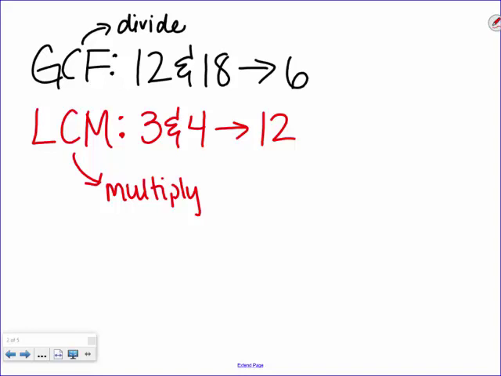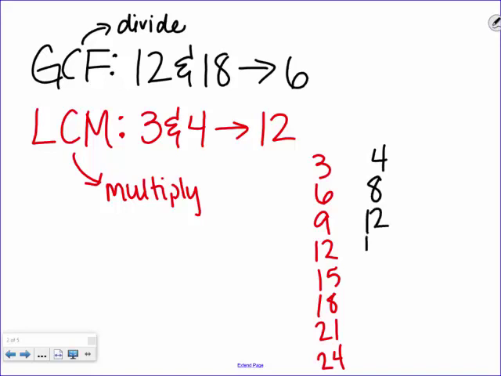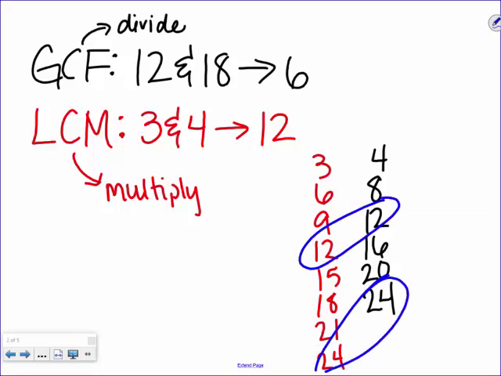So if you think about the multiples of 3, we have 3, 6, 9, 12, 15, 18, 21, 24. Did I miss any? I don't think so. The multiples of 4 are 4, 8, 12, 16, 20, 24. Now, do you see any that repeat? 12 and 24. But which one did I ask you for? The least, which would be 12. Does that make sense? Do you remember that a little bit now? Okay. So that's what we're going to be looking at today.